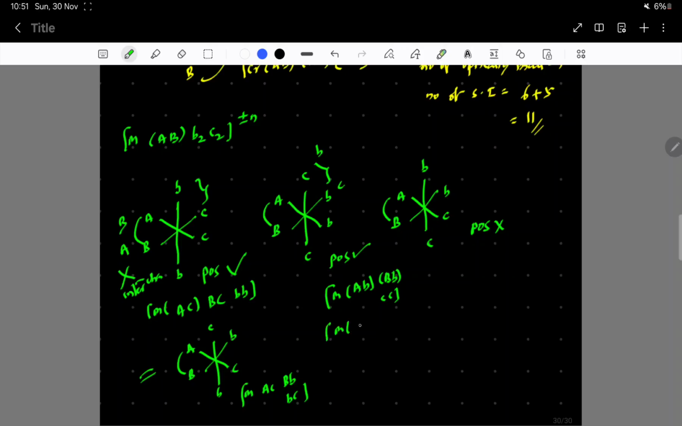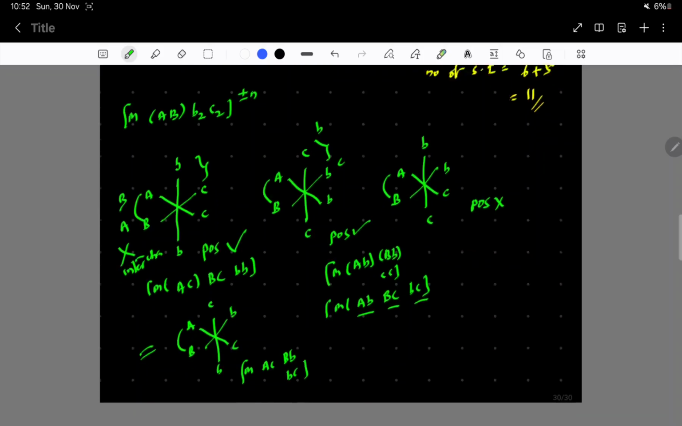Now I will write the interchanging combination. This will be AB as it is, there is no issue. BB as it is, there is no issue. Because this will be BC. This will be AB, and this will be BC, and this will be BC. Now you check, student, AB, BC, AB, BC, BC, AB, BC, BC. By interchanging, we are getting different configuration.